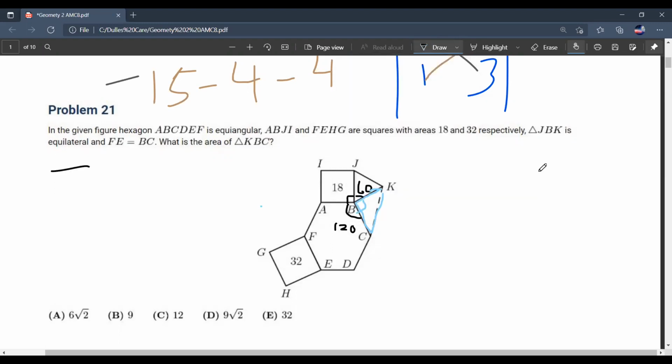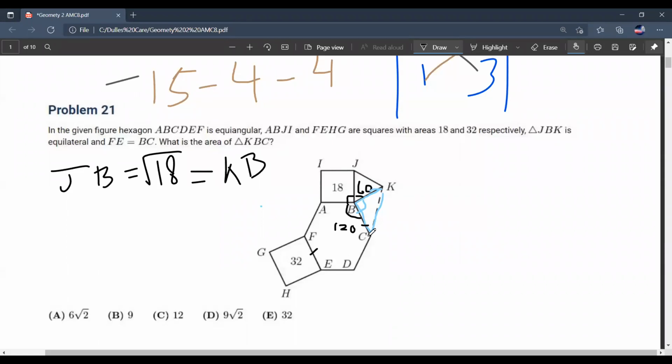So we have JB equals square root 18. And since we know that JKB is an equilateral triangle, then KB, one of the sides we want to find, is also equal to root 18. And now what's BC? Well, we know that FE equals BC, right? So if we can find the length of FE, then we have BC, and then we're basically done, right? So what's the length of FE?